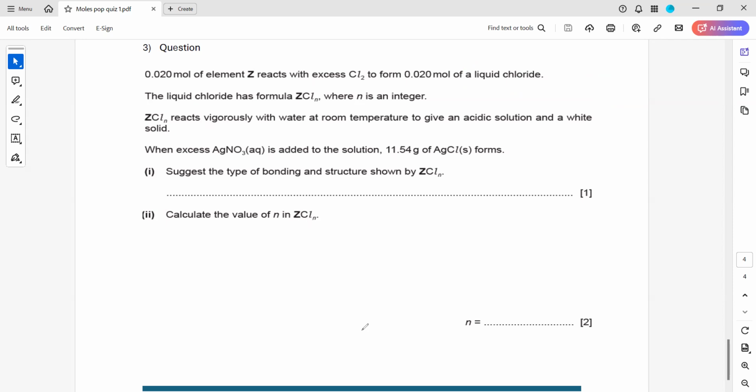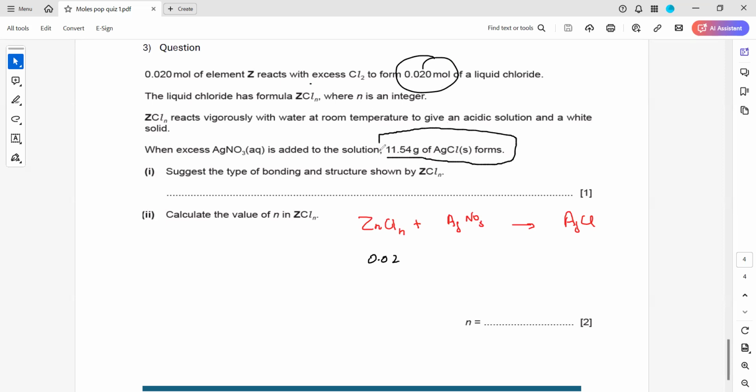Now, how to work this out? So we have ZnCl with an n, any integer, and it was reacting with silver nitrate. And what will it form? It will form silver chloride. How many moles are there for this liquid? We know this is 0.02 moles. Now, how many moles of silver chloride are there? Because the mass of silver chloride is given.